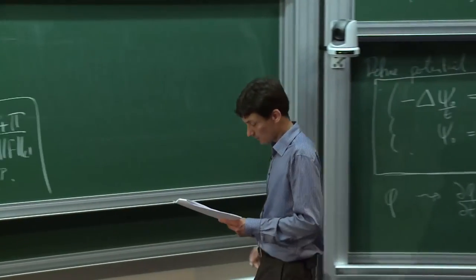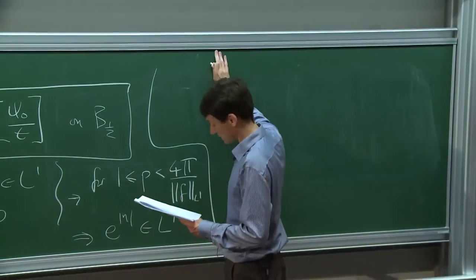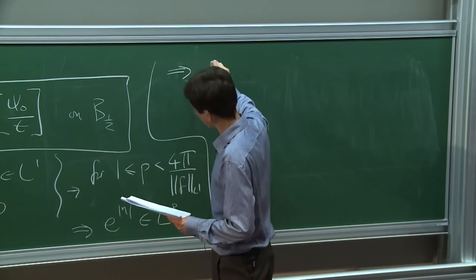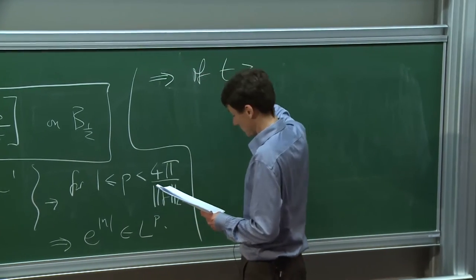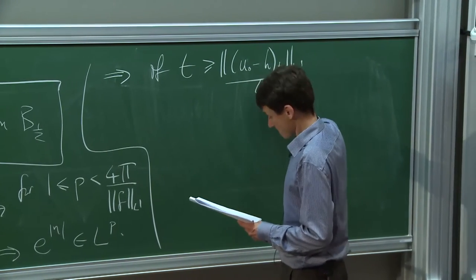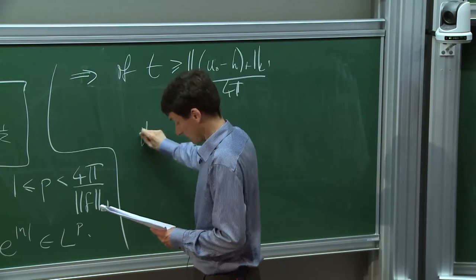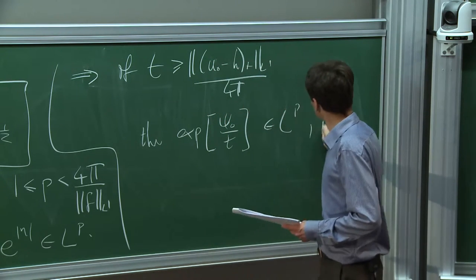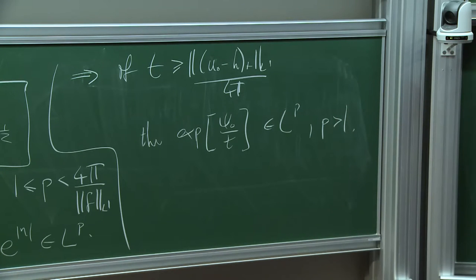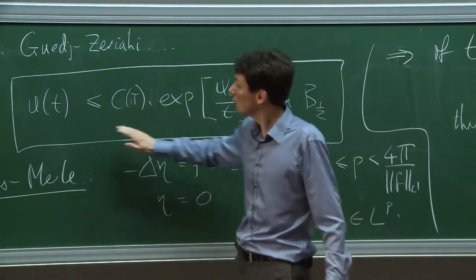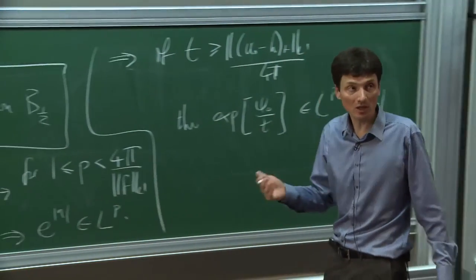So if you unravel what that actually says, just in one line, if t is bigger than this magic threshold number, then the exponential of psi 0 over t is in LP for p bigger than 1. That's probably the cleanest way of saying it. So once you get past that threshold time, this quantity is in LP, and that's exactly the right-hand side of this estimate. So at that point, you're in LP, and the LP to L infinity smoothing kicks in. So you're immediately in L infinity as well.